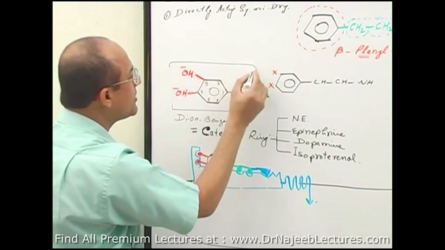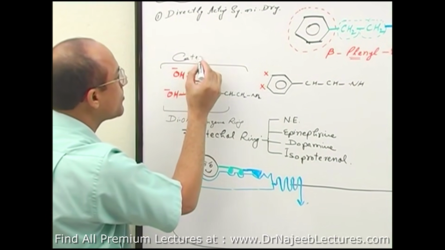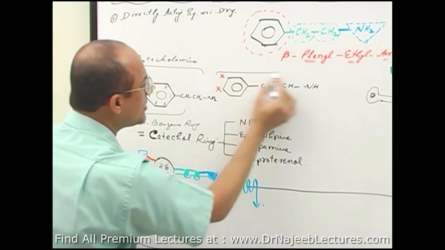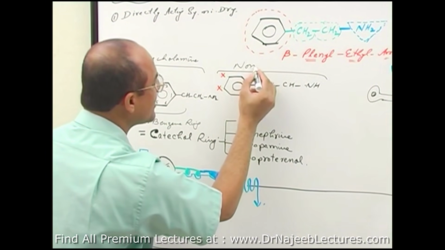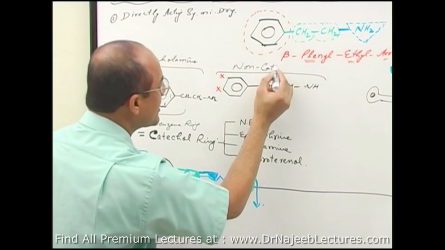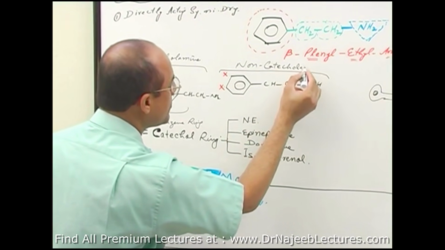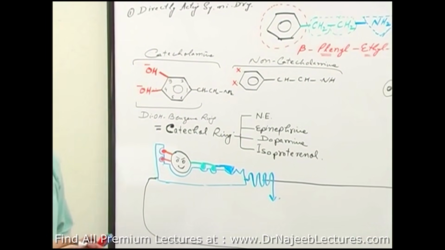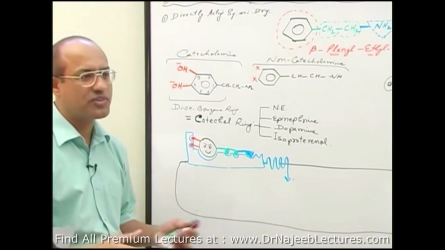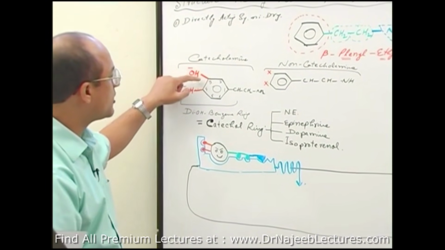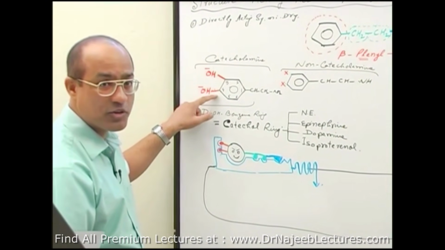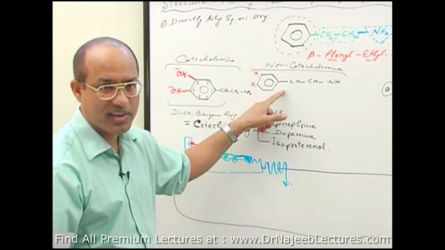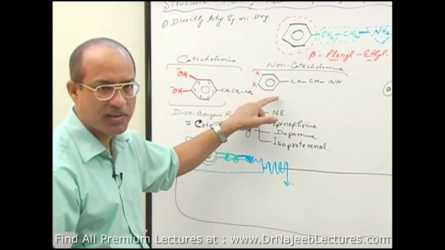This structure is called catecholamine. And this structure is called non-catecholamine. Now, if someone asks you the difference between catecholamine and non-catecholamine, of course, the first difference is that catecholamines have a third, fourth dihydroxybenzene ring. Non-catecholamines do not have a catechol ring. They do not have third, fourth hydroxylation on the benzene ring.